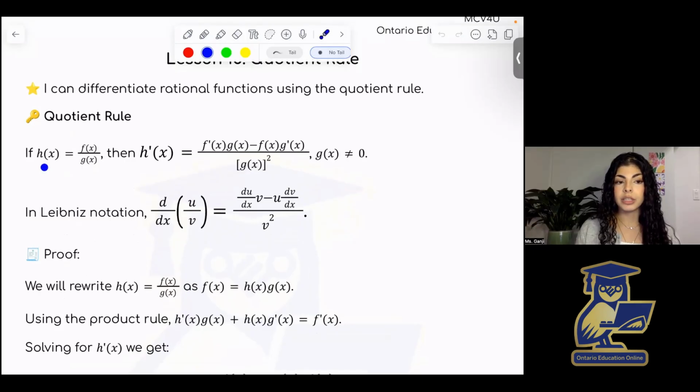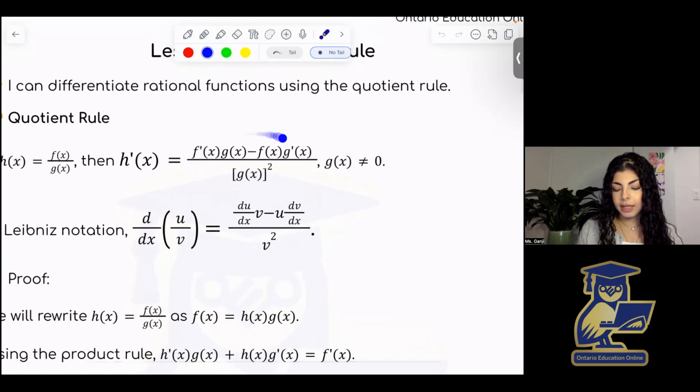So if we have a function h of x, which is given by f of x over g of x, then the derivative of h of x, so h prime of x, is given by, and look over here, this should remind you of the product rule, except we have a subtraction here. So we're taking the derivative of f of x times g of x, now subtract from f of x times the derivative of g of x.